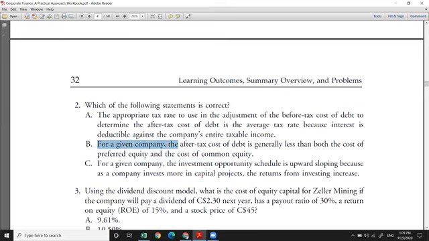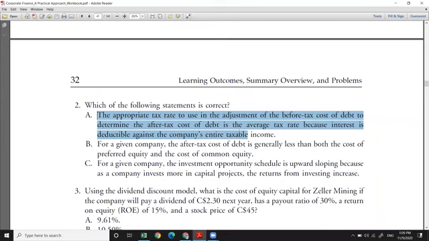For a given company, the first one: the appropriate tax rate to use in the adjustment of the before-tax cost of debt to determine the after-tax cost of debt is the average tax rate because the interest is deductible against the company's entire taxable income. This is not correct. And it's not correct because the tax rate which is used for the interest rate and the tax rate which is used in the cost of debt is different.